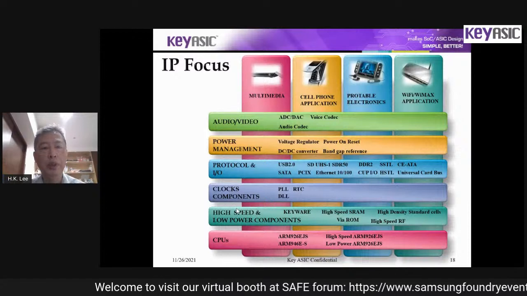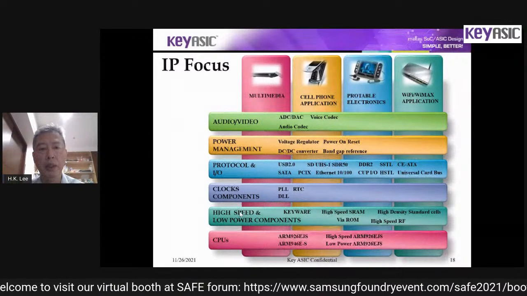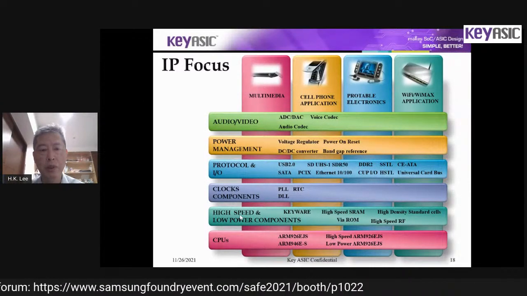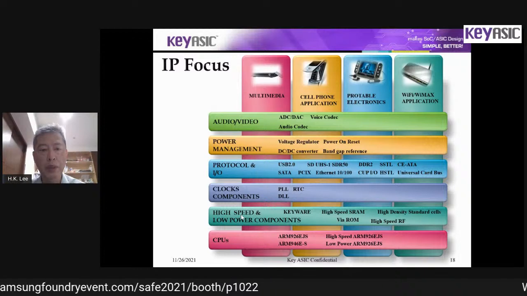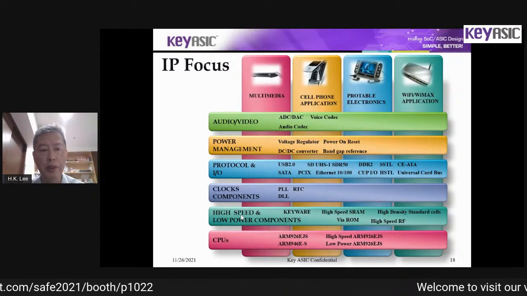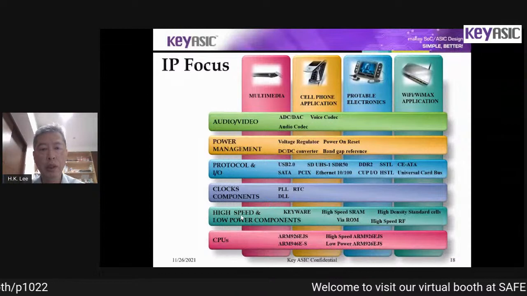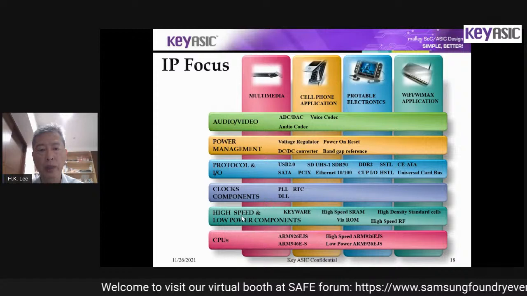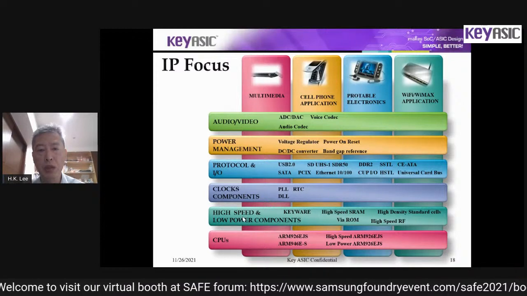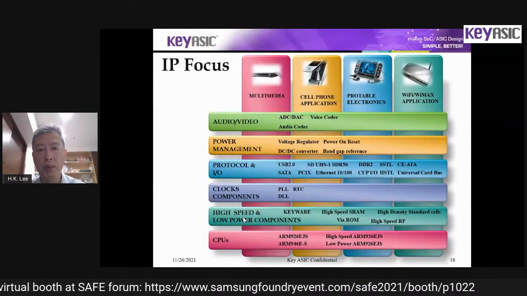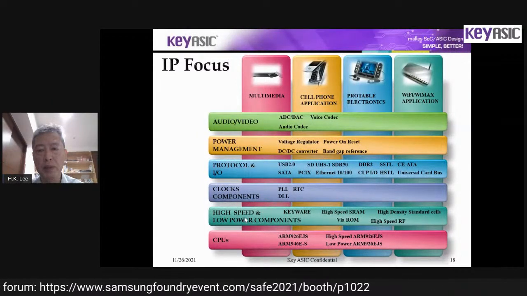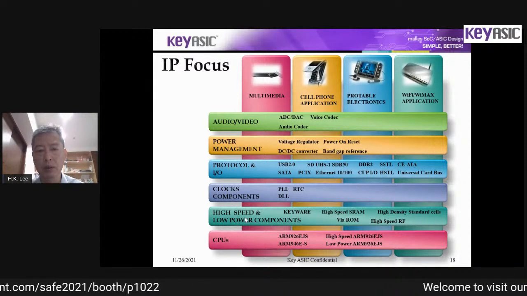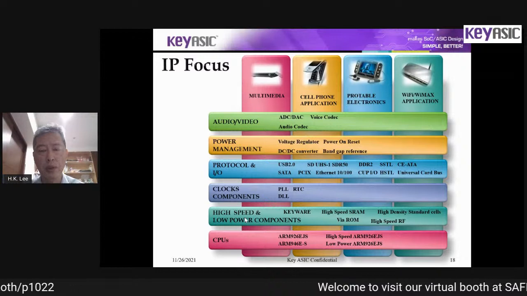The slide will show the IP focus of our company. We have a lot of IPs to support the different applications for customers. The first category we can support is the audio video area. We have a lot of ADC, DAC, voice codec, and audio codec, which can be used for different applications such as multimedia, phone applications, portable electronic devices, Wi-Fi, and WiMAX applications. So we can provide the different codecs for those four applications.